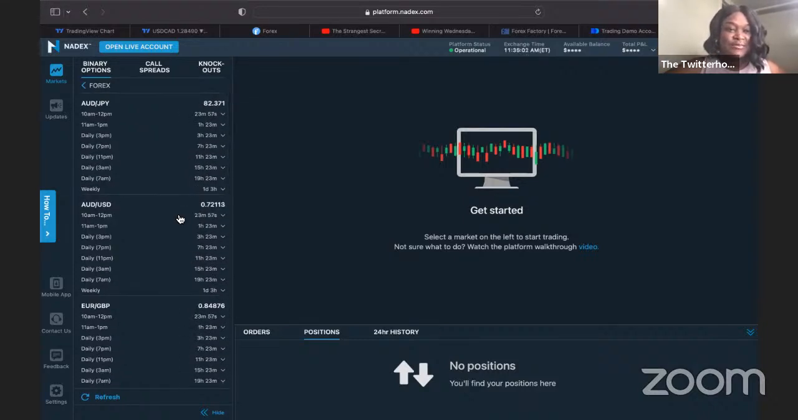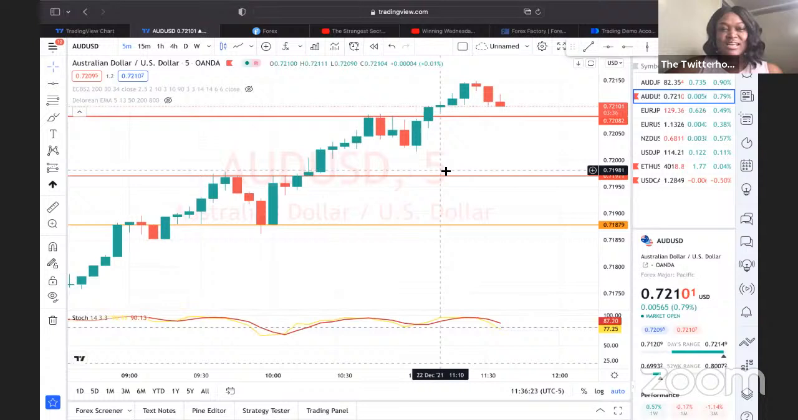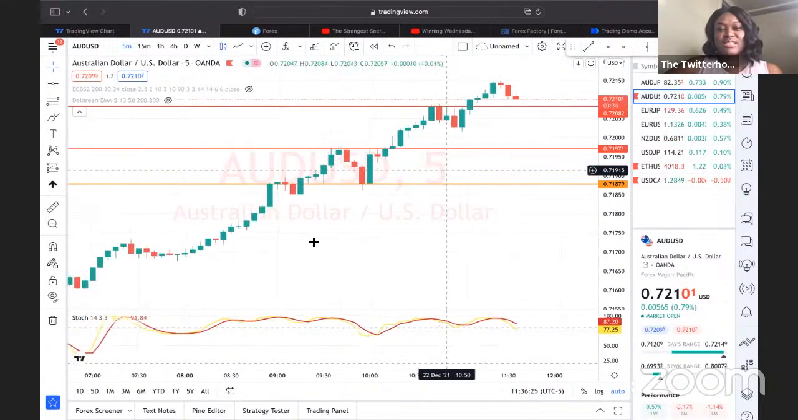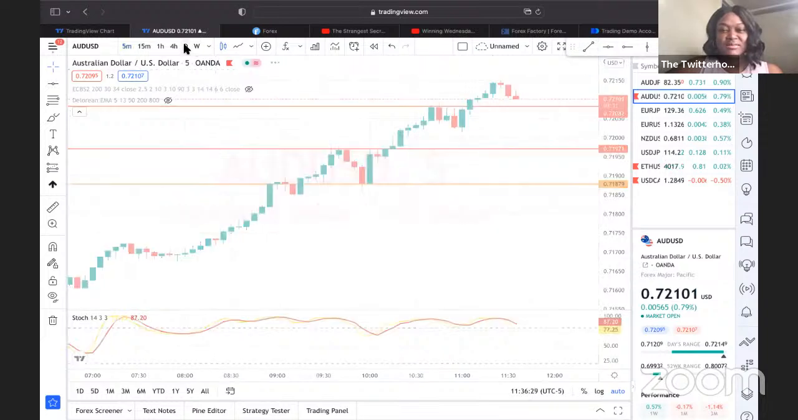Not trading that, right? So, and the time frames are here. So they give you different time frames and different entry points. So say we were just looking at AUD USD, for example, right? And we know price is going up. Let me see what it's looking like on the daytime.